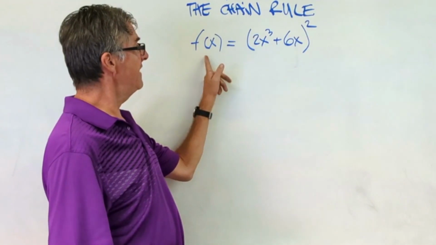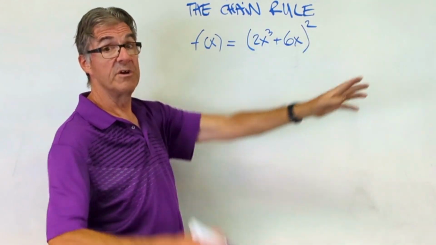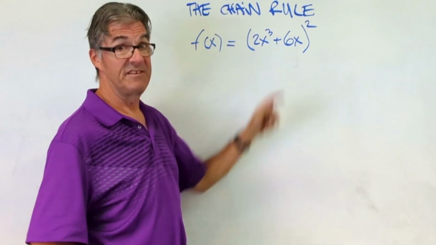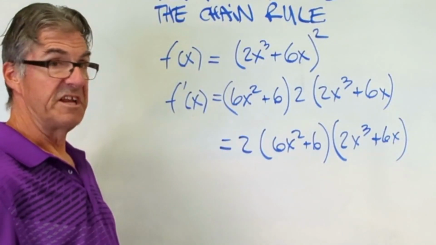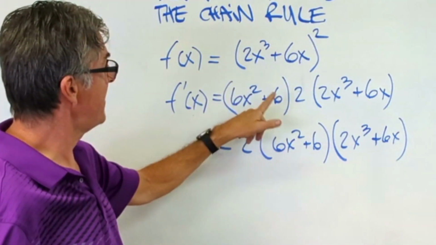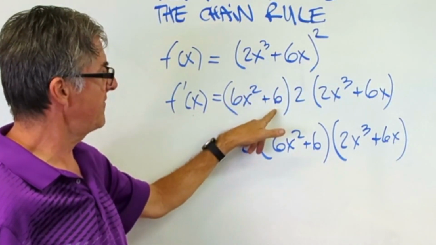So here's one. f of x is 2x to the 3rd plus 6x squared. I want you to pause the video, look over your notes, use the chain rule to differentiate this composite function. All right, here we go. What I did is I took my inside function, I took the derivative of that. This gives me 6x squared plus 6. That's the derivative of that term.